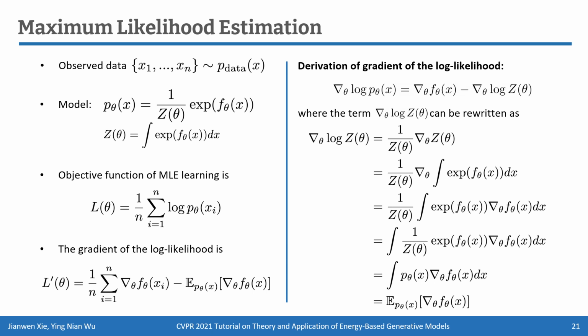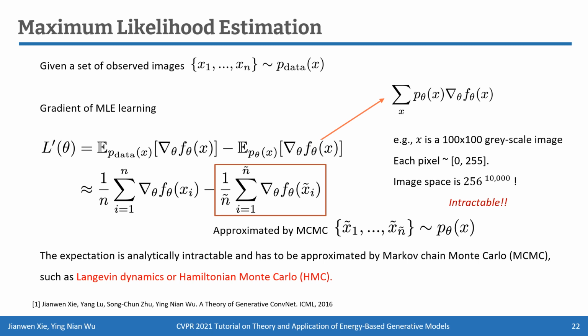The gradient of the log likelihood involves an expectation term, which is analytically intractable. The expectation term comes from the derivative of the log Z, where Z is the intractable normalizing constant. We saw the derivation of the gradient of the log likelihood on the right-hand side. The expectation term is intractable because x is high-dimensional.